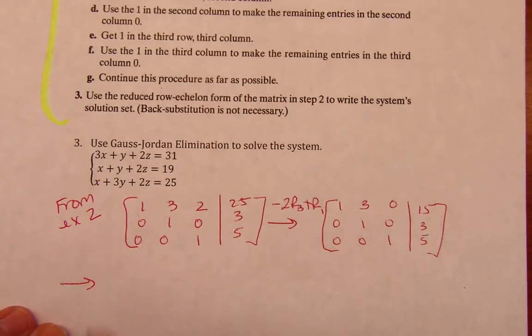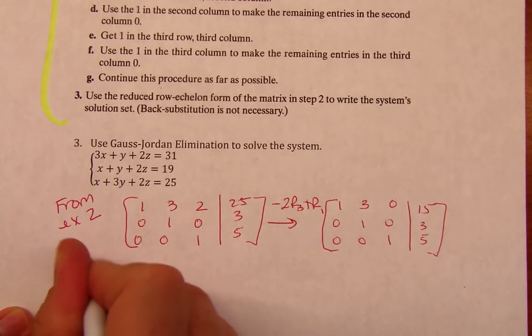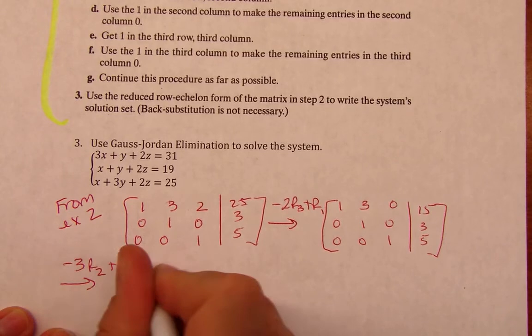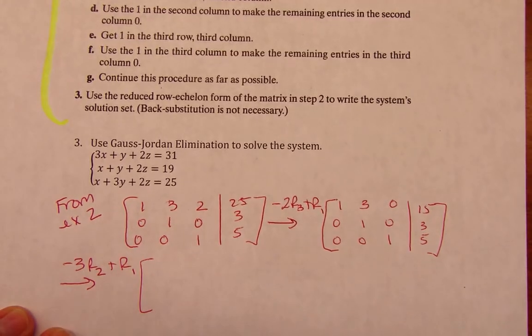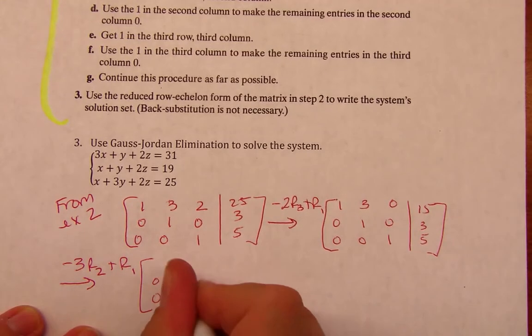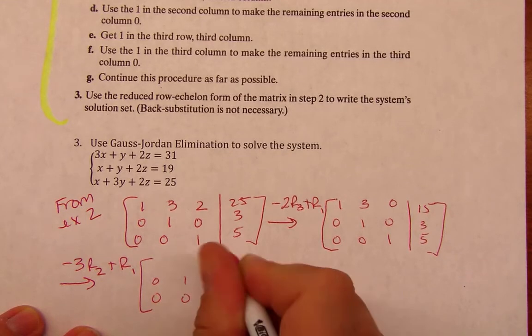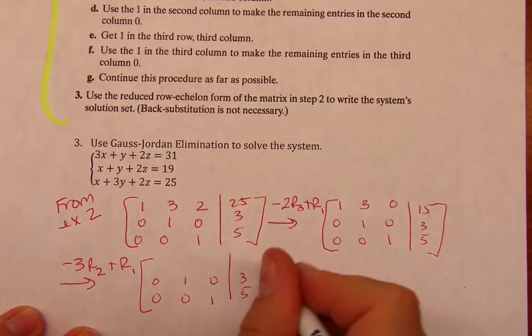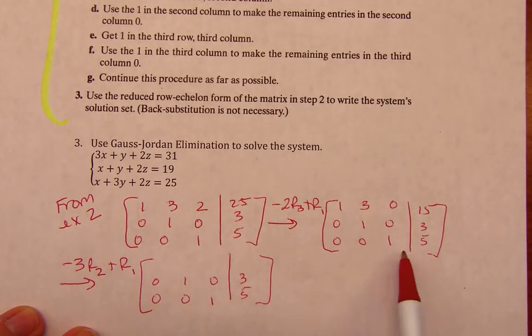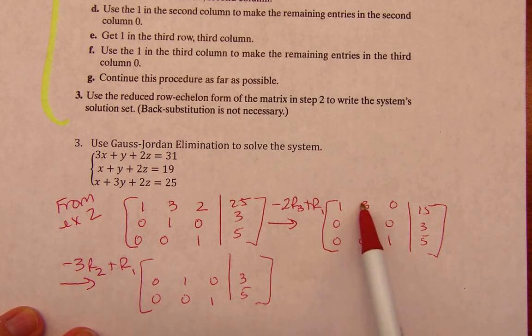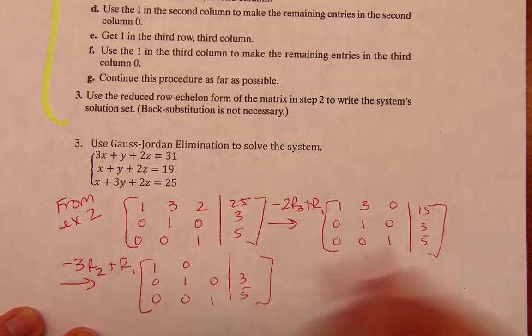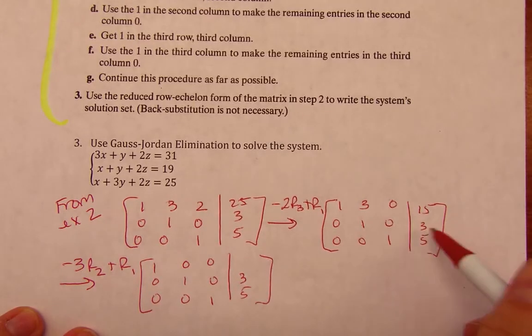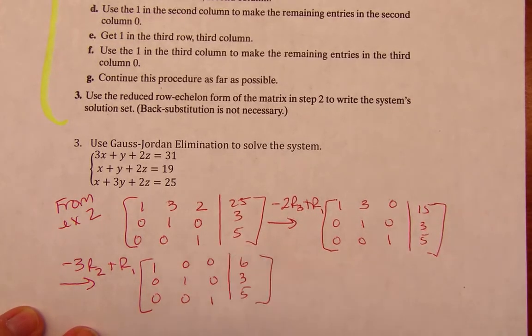And then one more row operation. We have -3 times row 2, plus row 1. Again, that only changes row 1, so I'm going to copy down the other rows. And let's see, to do that, -3 times row 2, -3 times 1 is -3, plus 3 is 0. That doesn't change, and that 0 is not going to change. -3 times 3 is -9, plus 15 is 6. And that's what we had gotten before.